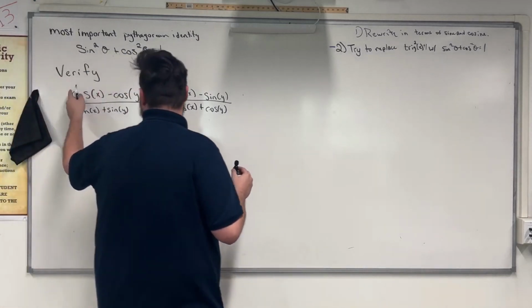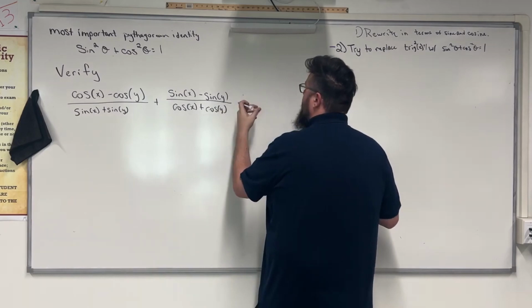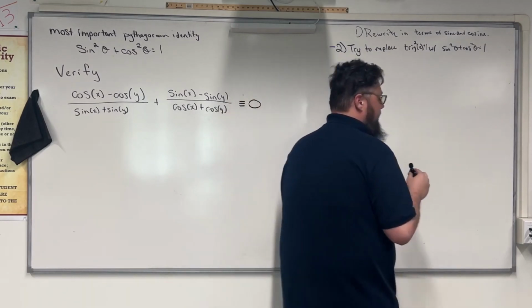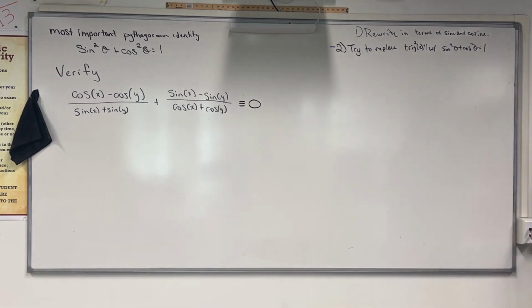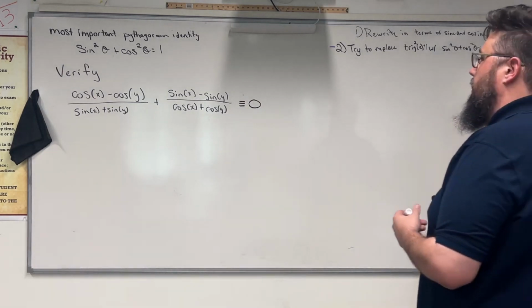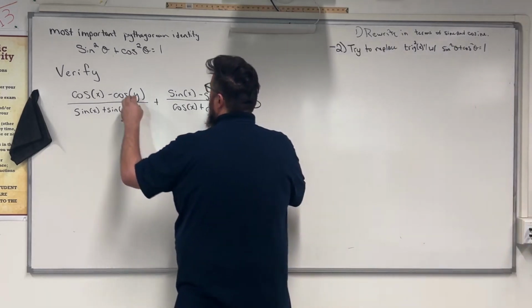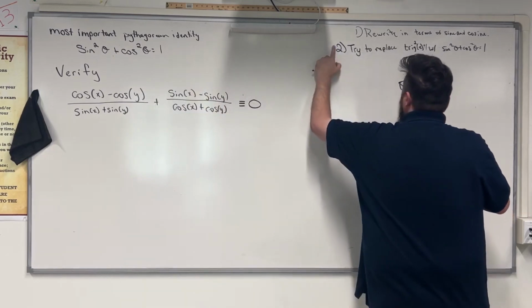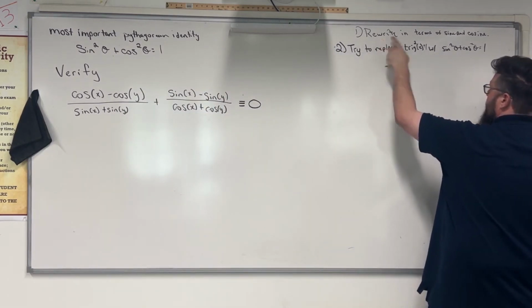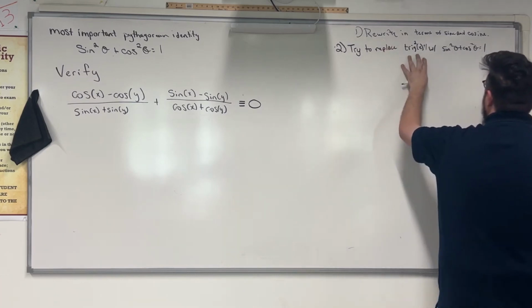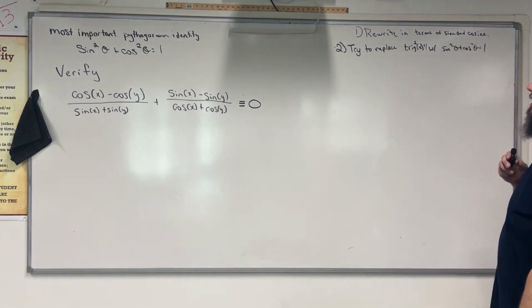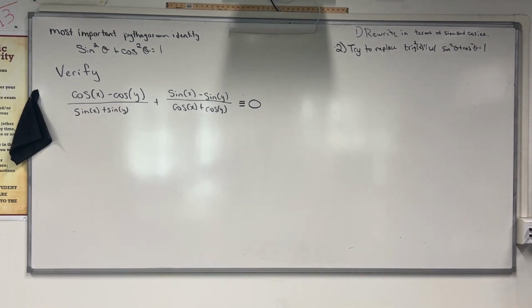I'm being asked to verify that this will always yield 0, or is always going to be equivalent to 0. And to do that, I'm going to keep a couple things in mind. I may want to use my most important Pythagorean identity, sine squared plus cosine squared equals 1. And I may need to employ some of these tips and tricks like rewrite in terms of sine and cosine, or try to replace any trig function squared plus or minus 1 with some variation of our favorite Pythagorean identity. Here we're probably going to do 2 more than 1.